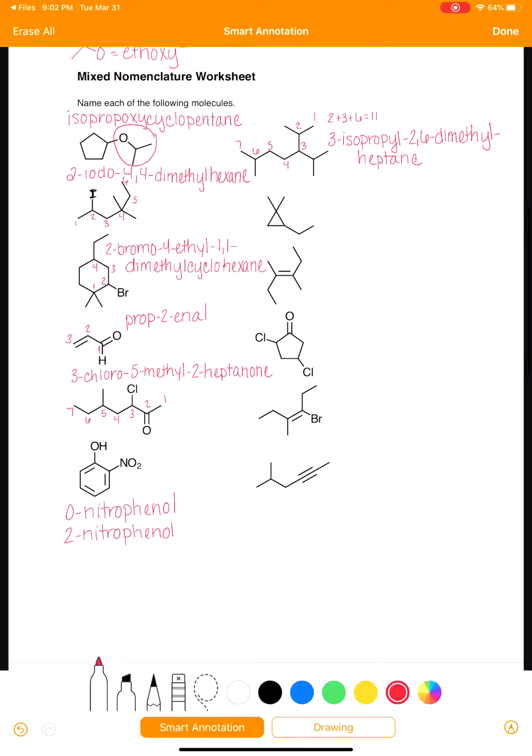Next one, we have this cute little cyclic. The carbon that has 2 substituents should always be carbon number 1, so it's going to go 1, 2, 3 like that. Ethyl comes first alphabetically, so this is 2-ethyl, 1,1-dimethyl cyclopropane.